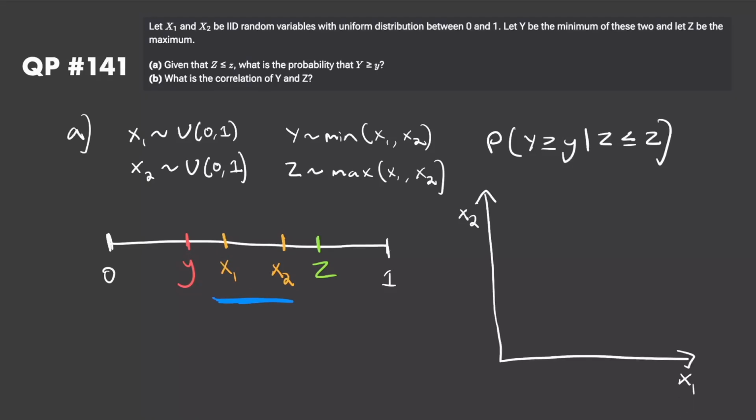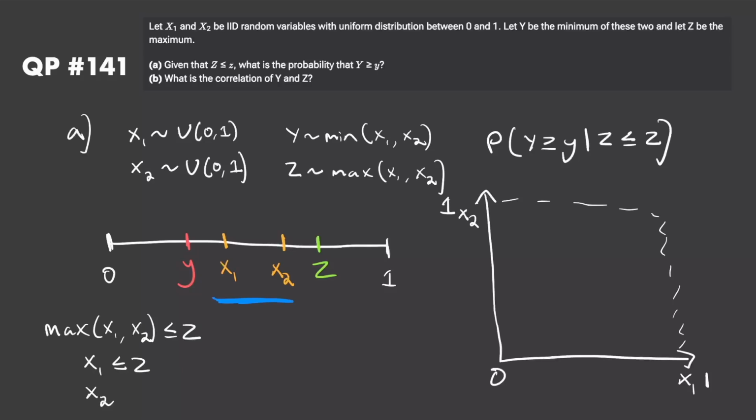We have x1 on my x-axis and x2 on my y-axis. They're both uniformly distributed between 0 and 1, so they fall somewhere within this range right here, right? Somewhere within this box. And we're given when we fix the maximum to be less than or equal to some value of z, so we know that the maximum of x1 and x2 is less than or equal to z. That basically just implies that both of them are less than or equal to z. So x1 is less than or equal to z, and x2 is less than or equal to z. So this right here is what the maximum implies.